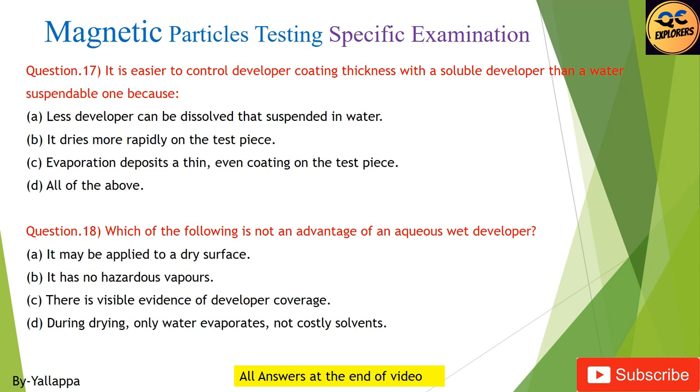Question 18. Which of the following is not an advantage of an aqueous wet developer? It may be applied to a dry surface; it has no hazardous vapors; there is visible evidence of developer coverage; during drying, only water evaporates, not costly solvents.